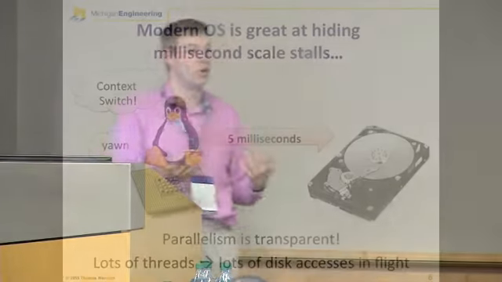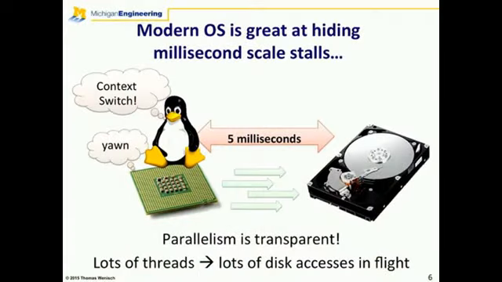If you go to the other end of the spectrum, if we think about disk accesses and what traditional techniques we've used to deal with the latency of disk, of course disk is multi-millisecond latencies, and the modern operating system is astonishingly good at hiding millisecond scale stalls, right? What do you do when you have a millisecond scale stall? It's simple. You just switch to another thread.